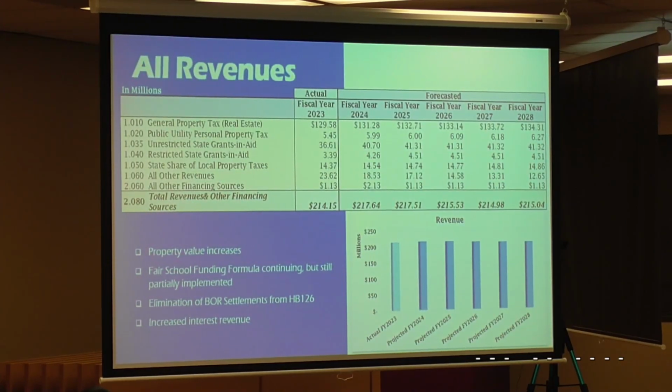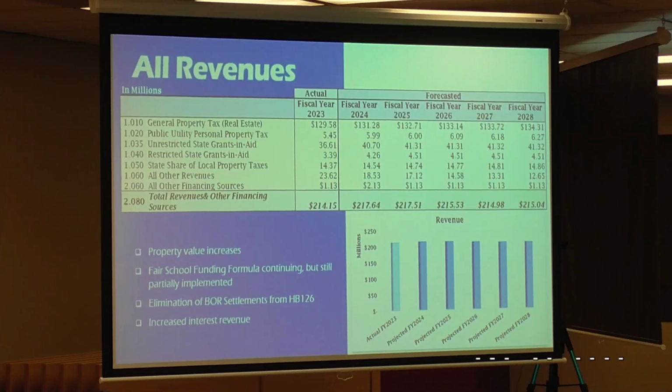Okay. So this is just a graph and table of all revenues. Things that we're looking at are property value increases, the Fair School Funding Plan. Just a reminder, our last operating levy began in calendar year 2021. The Fair School Funding Plan was implemented at 2/3 of the total through fiscal year 2025, which is next fiscal year. We'll talk a little bit more about that. And we saw the elimination of the Board of Revision settlements.